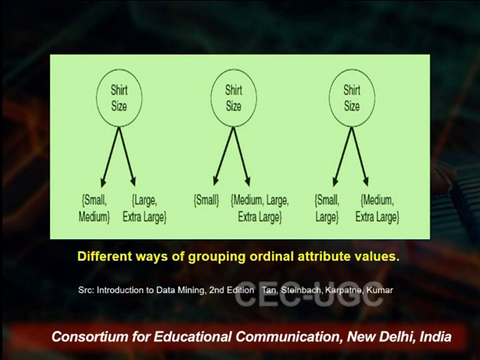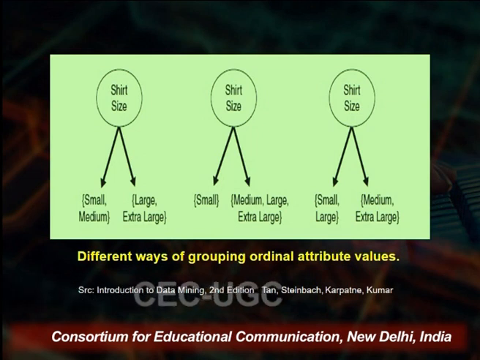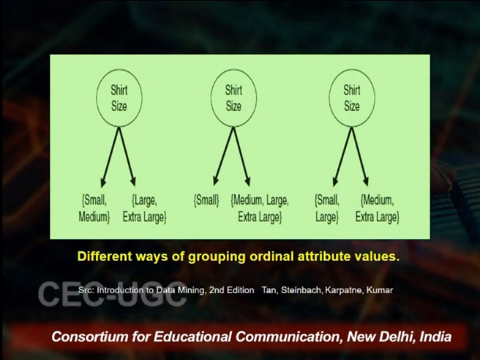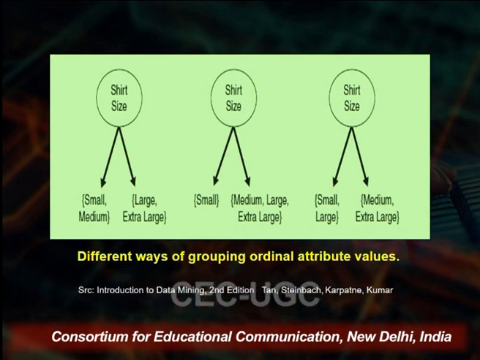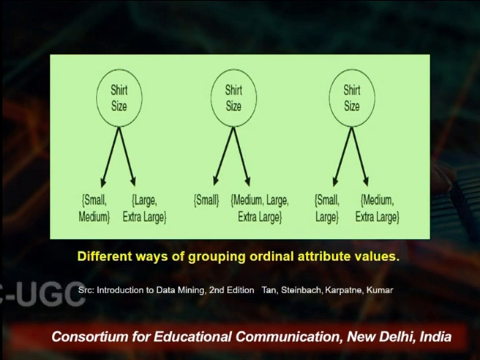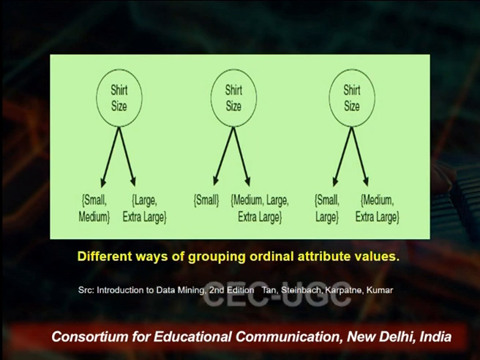So what we can do is we can create two outcomes, one will be small, medium, the other will be large, extra large. So in this the order is being preserved, okay. So the first option is correct. In the second option we put small as one and we put medium, large and extra large in the second outcome. So that is okay. In the third, if you see, we have small, large and medium and extra large. So here in the third case the order is not being preserved, right.